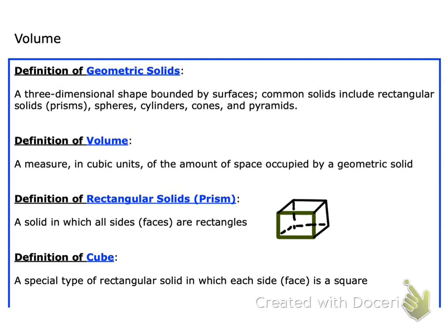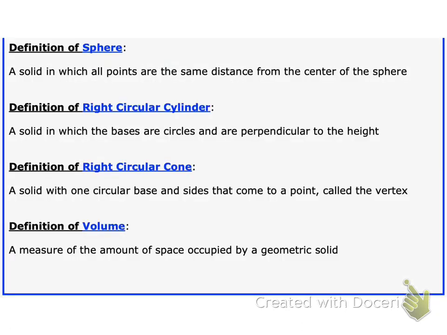Definition of a cube: it's a type of rectangular solid or a type of prism in which each side or face is a square. Definition of a sphere: a solid in which all points are the same distance from the center. This is your typical ball, basketball, baseball, tennis ball, soccer ball. Any of them would be examples of a sphere.